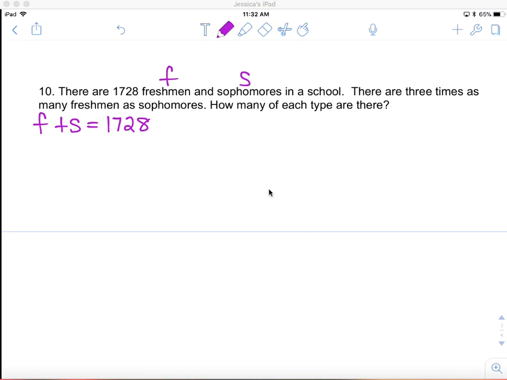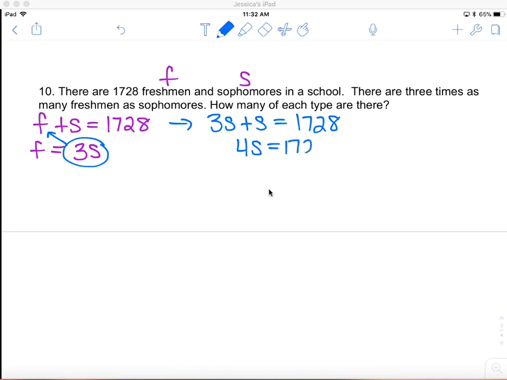So that tells me I'm going to multiply the 3 times the sophomores. This problem is set up for substitution. Since F is already by itself, I'm going to take 3S and I'm going to plug it in for F. When I do that, this becomes 3S plus S equals 1,728. Well, 3S plus S is 4S. And my next step is to divide both sides by 4. When I do that, I find that there are 432 sophomores.